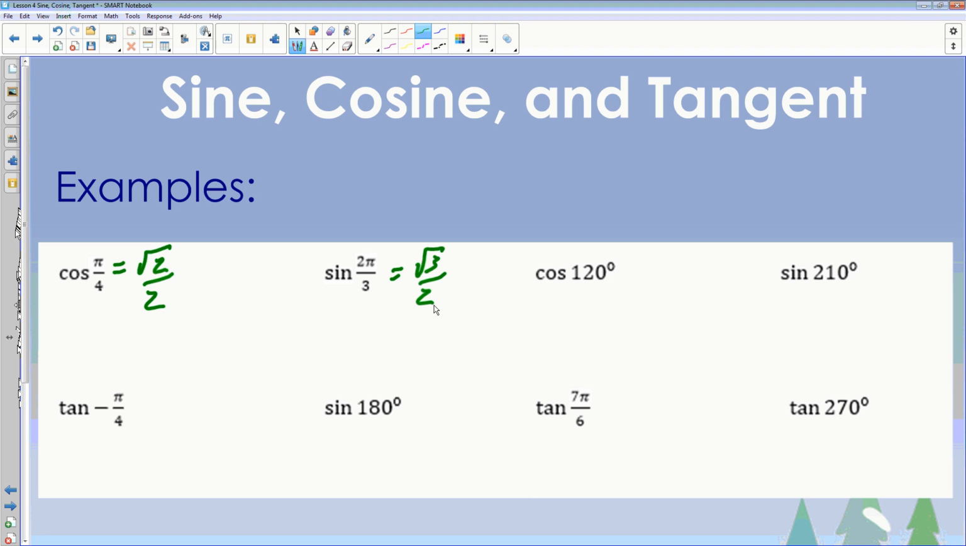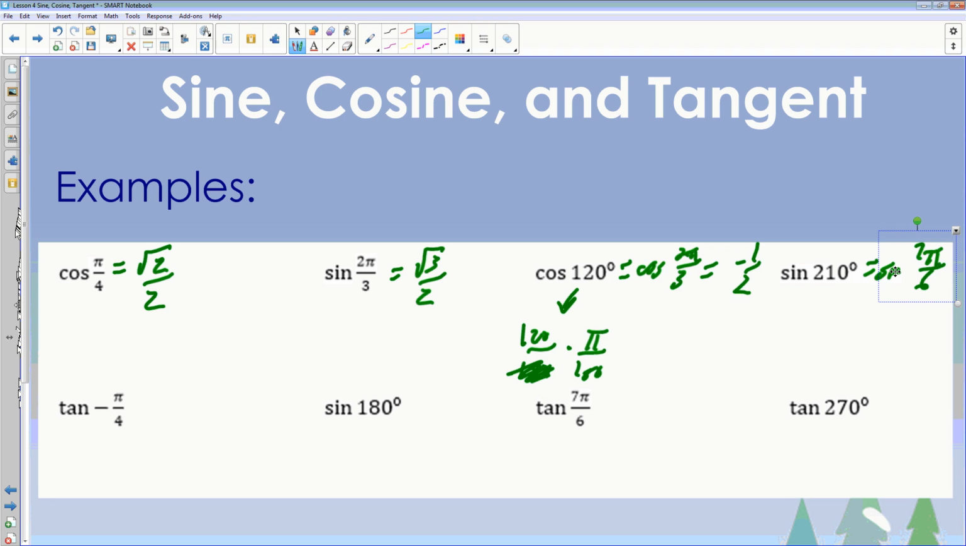The cosine of 120 degrees. Now this one, we should convert 120 into radians by multiplying by pi over 180. Whoops, I accidentally put an extra 180 there. And that reduces to 2 pi over 3. So this is cosine of 2 pi over 3. And cosine of 2 pi over 3 is -1/2. 210 degrees is the same as 7 pi over 6, and the sine of 7 pi over 6 is also -1/2.